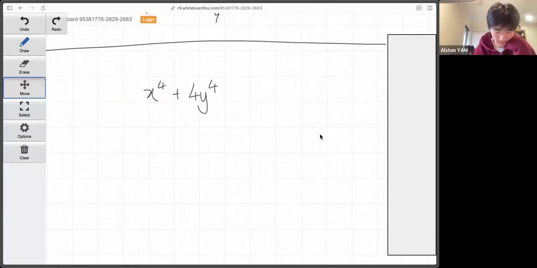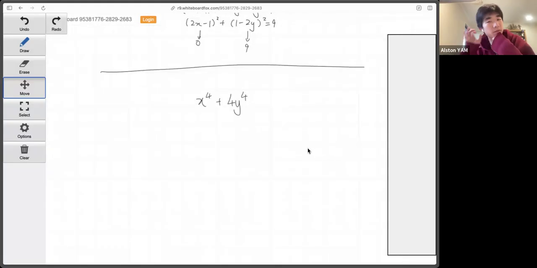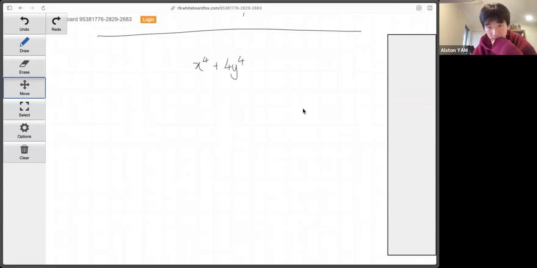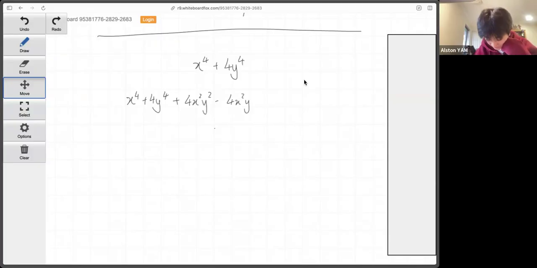Okay, so we're going to try to factor this expression. And this expression actually has a name. Some mathematician factorized this and then gave it a name. So I'll do the factorization first and then I'll tell you. What we can do is manipulate it by adding a term. So I have x to the 4 plus 4y to the 4. I will add 4x squared y squared and subtract 4x squared y squared. I'll do something like this.